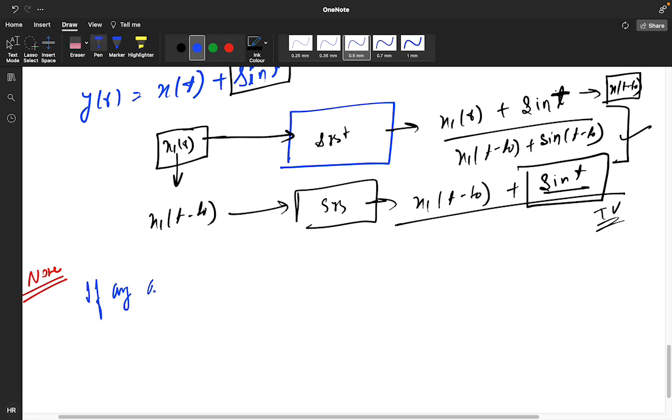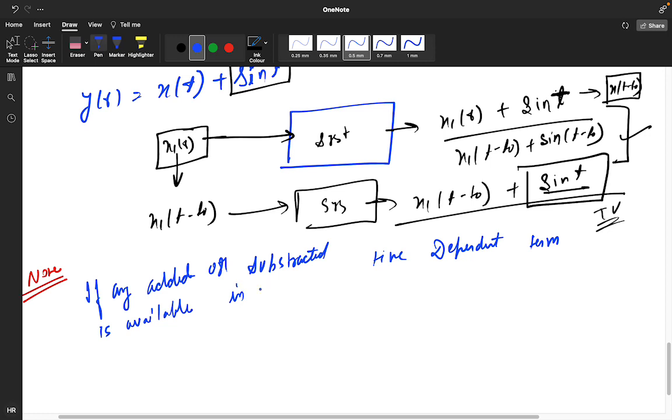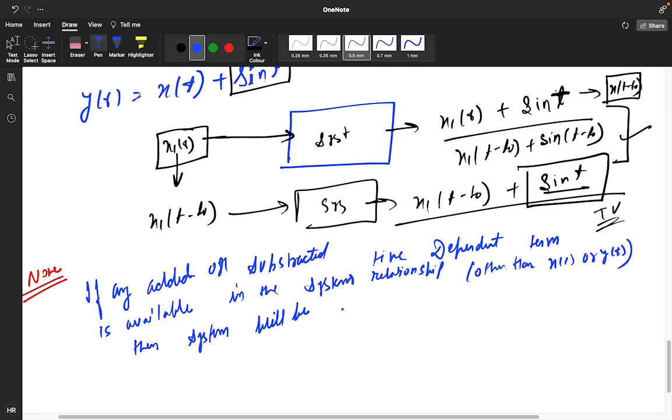If any added or subtracted time dependent term is available in the system relationship other than x of t or y of t, then the system will be time variant.